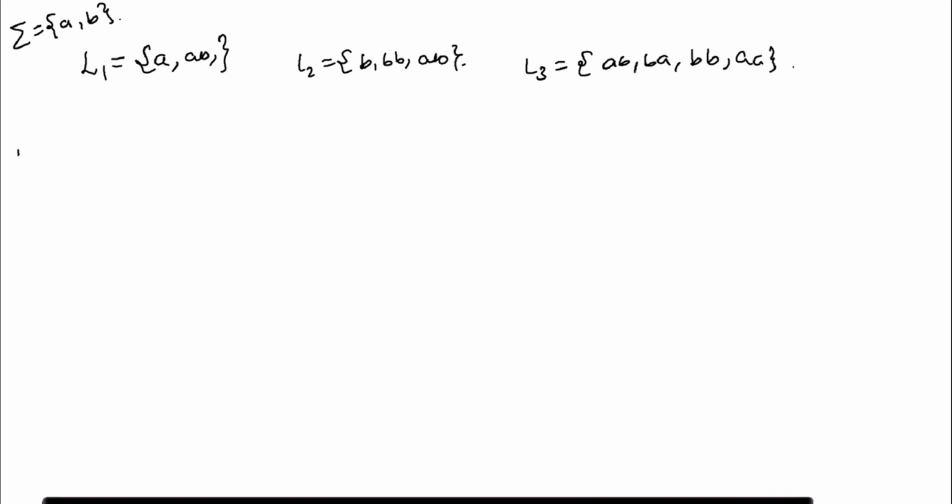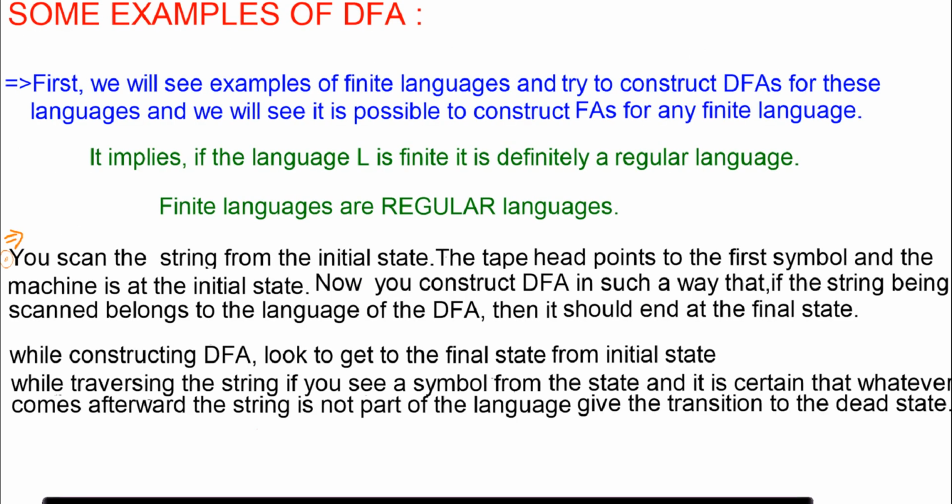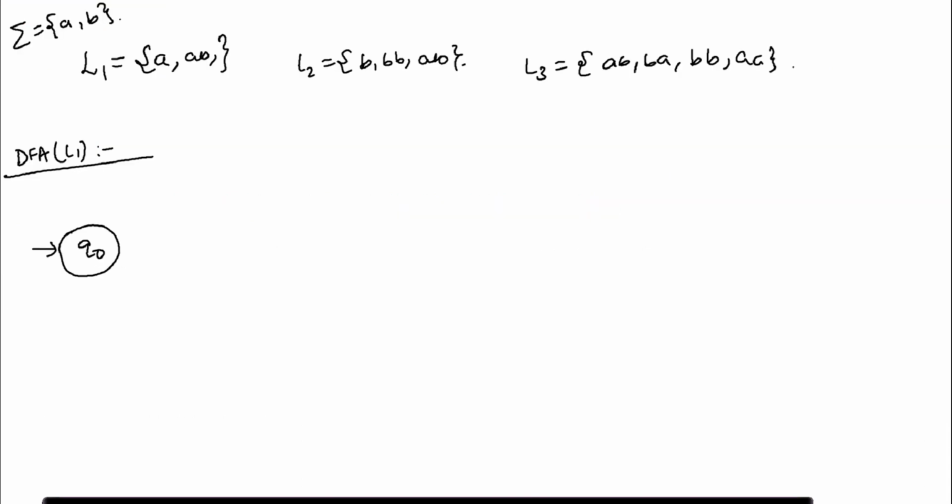So for L1, let's say this is the DFA for the language L1. Okay, so there will be an initial state for sure. Okay, very good. Now there is no epsilon in L1. There is no epsilon in L1. So Q0 will not be a final state. And what do we have to do? So what you should do is look at how you can proceed to get to the final state.